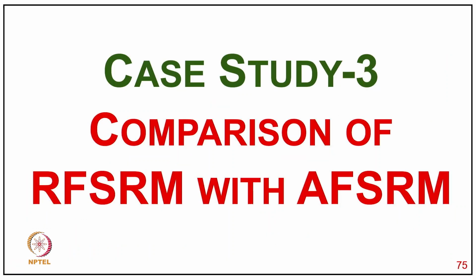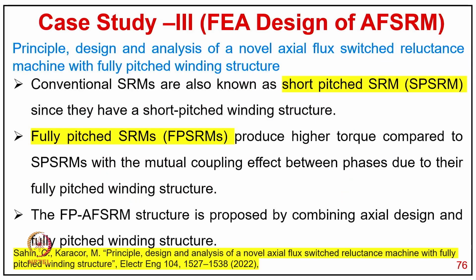Now coming to case study 3, comparison of radial field with the axial field reluctance motor. So, principal design and analysis of a novel axial flux reluctance machine with full pitch winding structure. The conventional reluctance motor is also known as the short pitch reluctance motor, since it has a short pitch winding, and full pitch winding produces higher torque compared to the short pitch, with the mutual coupling between the phases due to the full pitch winding. The full pitch axial flux reluctance motor is proposed by combining axial flux design and full pitch design.